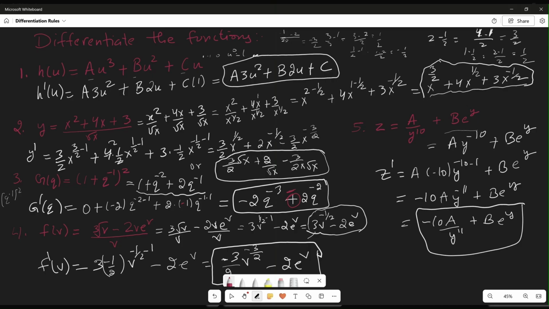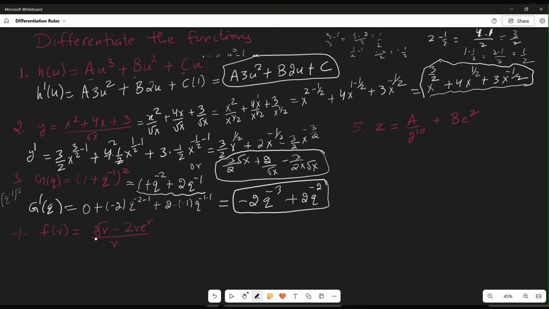Okay, let's look at this number 4. Again, we can simplify this as we've done in the previous. So 3 times this minus 2b over b. Simplify this further, we can write this as v to the 1 over 2. This is going out, so it's negative 1, minus b is cancelled out, so 2 e to the v. So we are left with 3v to the 1 over 2 minus 1 is negative 1 over 2 minus 2 e to the v.